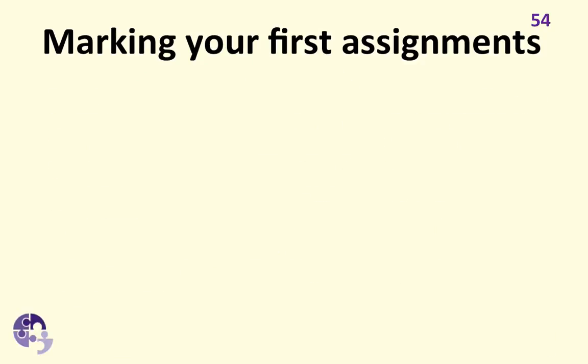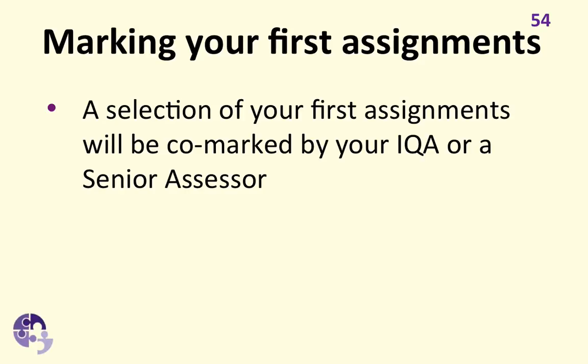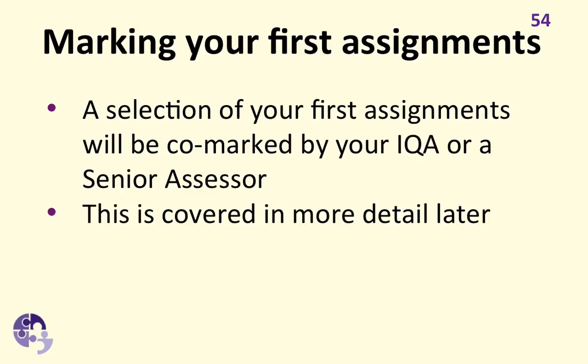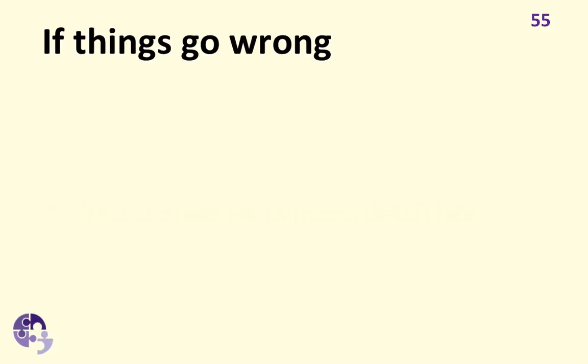It can be a little daunting when you receive your first assignment, which will normally be assignment 1.1 on psychometric testing. And a selection of your first assignments will be co-marked by your IQA or a senior assessor. So this will mean that once you have marked your assignment, it is emailed to either the IQA or senior assessor, who will look at your comments and give you some feedback. This is covered in more detail later in the presentation.